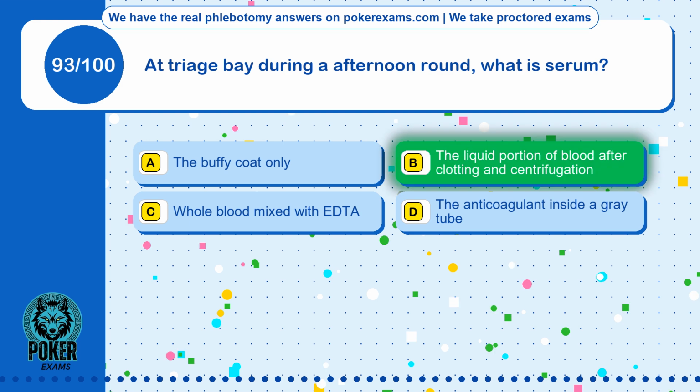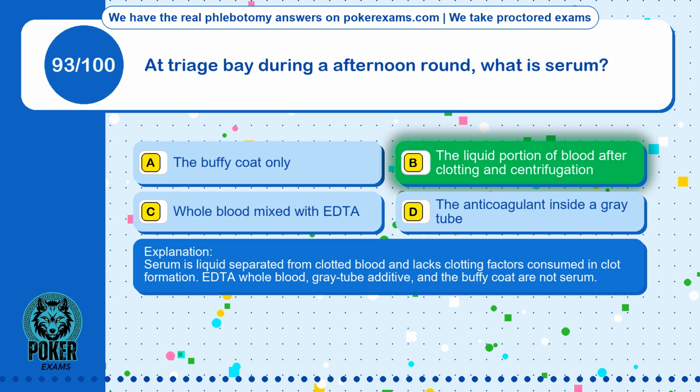The correct answer is option B. The liquid portion of blood after clotting and centrifugation. Serum is liquid separated from clotted blood and lacks clotting factors consumed in clot formation. EDTA whole blood, gray tube additive, and the buffy coat are not serum.